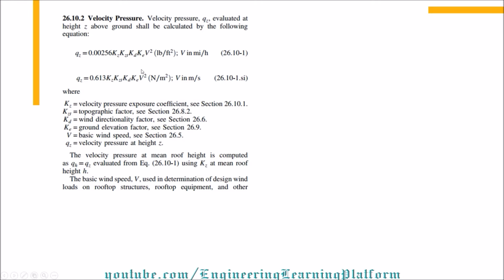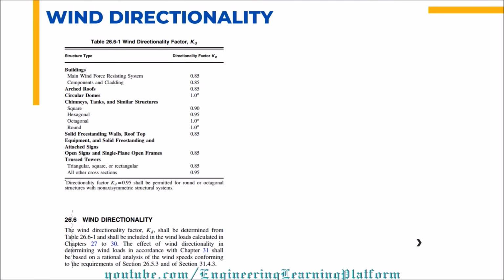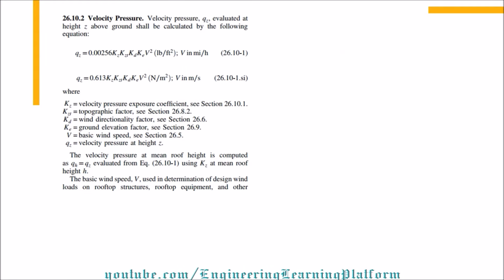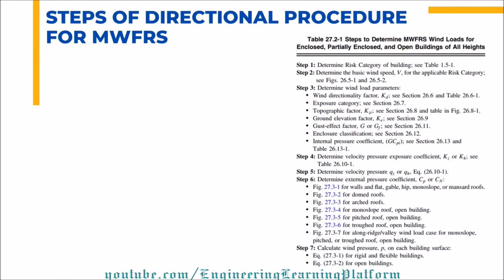Then KD is the directionality factor, which I already showed you. If you go back and see, based on your building type or structure, you select this KD factor. Then KE is your elevation factor. It can be conservatively taken as 1 if you don't know the height of your building above sea level. And V is your wind speed. Now the only thing remaining is how we determine the external pressure coefficient, and then how we ultimately calculate the wind pressure.